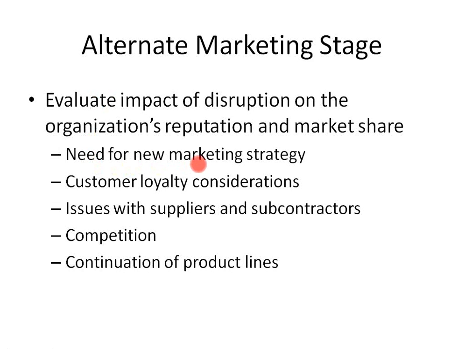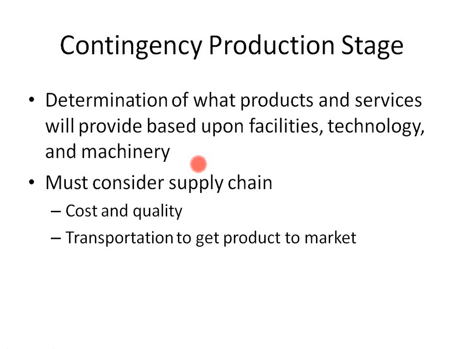But there's a need for a new marketing strategy. If you look at BP, it took them a little time, but what's their marketing strategy now? We're cleaning up, we're revitalized. This is their alternative marketing stage where they're still in it. When you think about it, customer loyalty considerations might be part of how they're doing it. Issues with suppliers and subcontractors. What about competition? Continuation of product lines. Are they still doing deep water drilling? Are they doing more onshore? Does it affect their strategy? They're focusing more on, hey, look, this is what we're doing for clean energy. They're trying to change that image when you see those types of commercials that are out there.